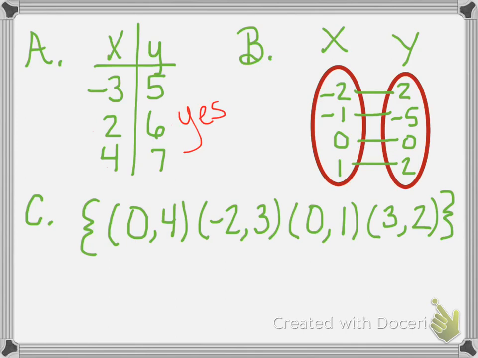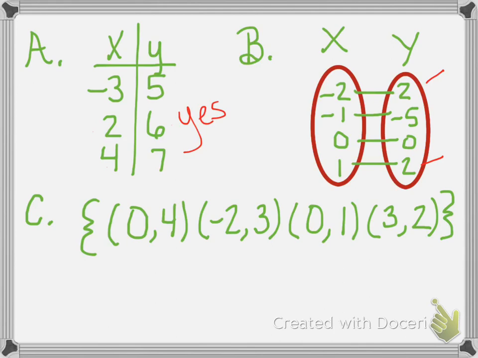In example B, we have a mapping. And notice in a mapping, they put them a little bit different and they use lines to connect. These can get very confusing looking, as you'll see in a further example. This one is very straightforward. -2, when we put it in the machine, comes out as 2. -1 is -5, 0 is 0, and 1 is 2. Notice that no x's repeat, but we do have some repeating y's. And that's okay as long as they are not x's.